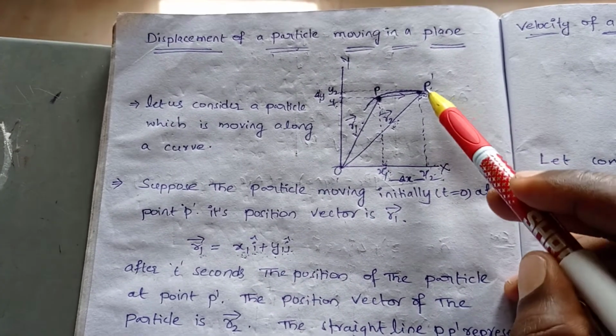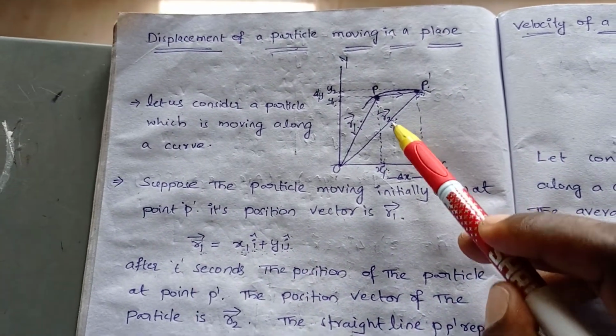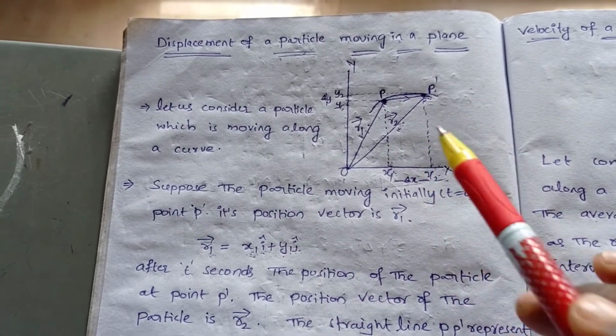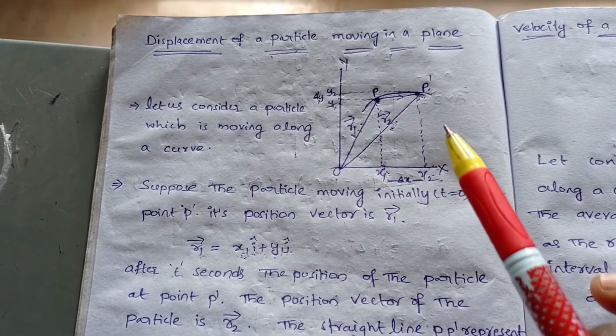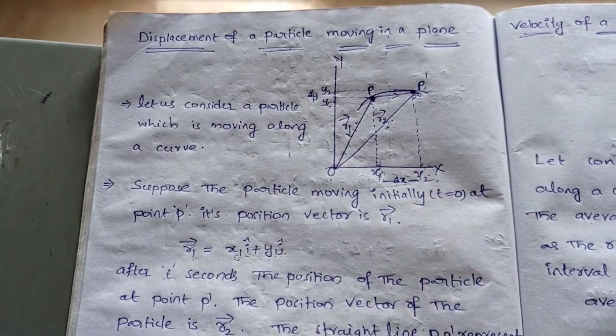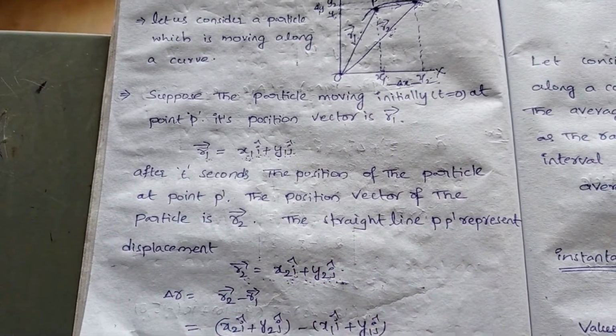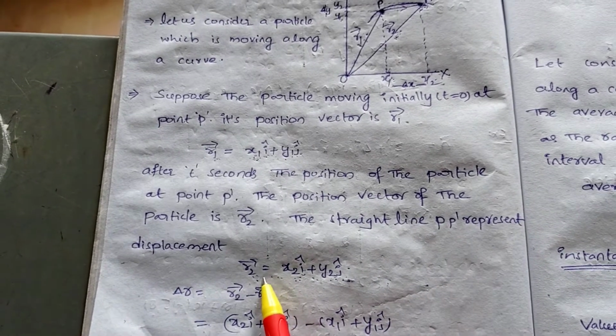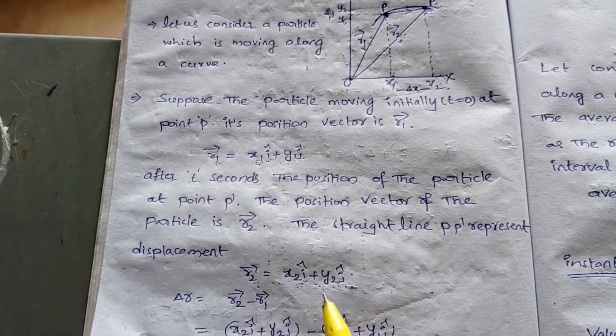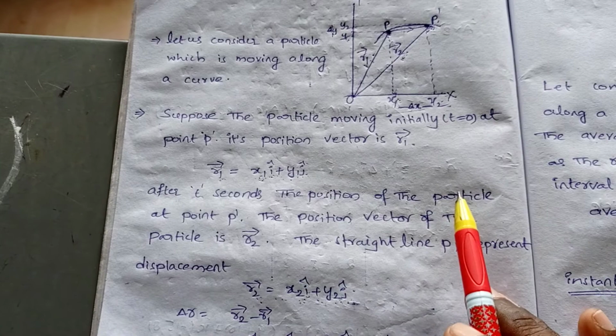We can write r2 also. What is r2? R2 is a position vector which represents the position of the body finally. So what is r2? R2 equal to x2 i cap plus y2 j cap. So this is the position vector r2 which represents the position of the body finally.